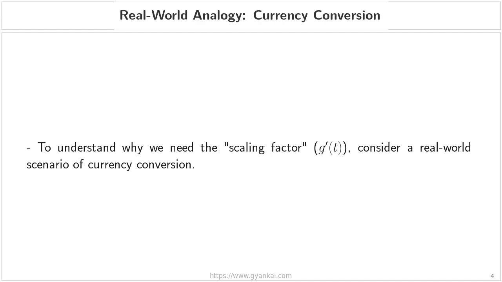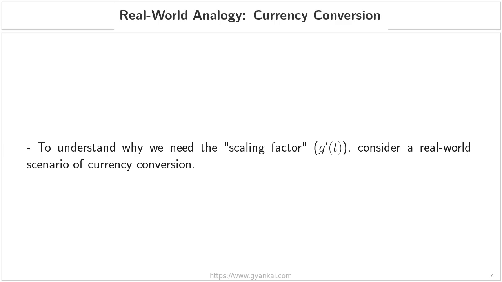Okay, so we've established the change of variable formula, and we saw how it's derived from the chain rule. Now, let's build some intuition about why we need that extra factor, that g prime of t, what we're calling the scaling factor, when we change variables. This slide uses a real-world analogy to help us grasp this concept.